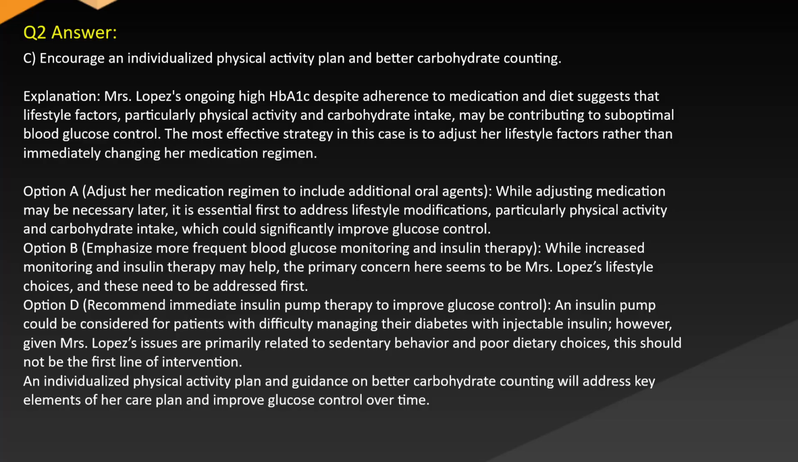Option B, emphasize more frequent blood glucose monitoring and insulin therapy. While increased monitoring and insulin therapy may help, the primary concern here seems to be Mrs. Lopez's lifestyle choices, and these need to be addressed first. Option D, recommend immediate insulin pump therapy to improve glucose control. An insulin pump could be considered for patients with difficulty managing their diabetes with injectable insulin. However, given Mrs. Lopez's issues are primarily related to sedentary behavior and poor dietary choices, this should not be the first line of intervention. An individualized physical activity plan and guidance on better carbohydrate counting will be key elements of her care plan and improve glucose control over time.